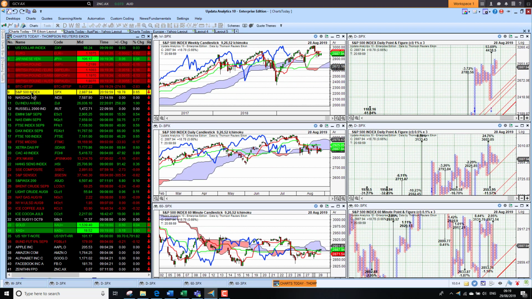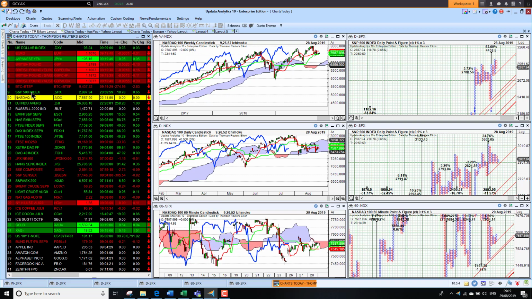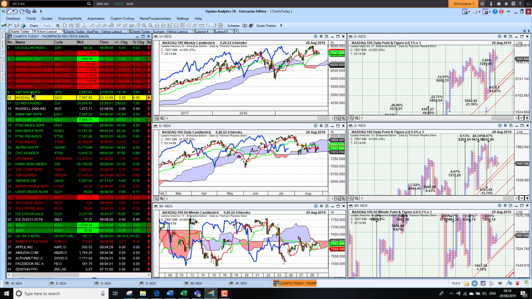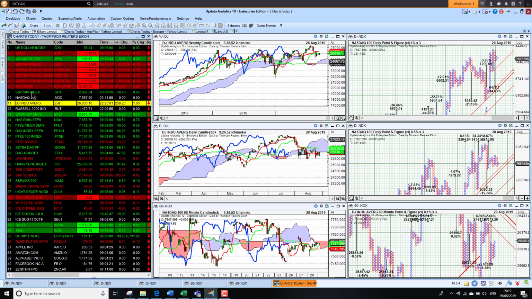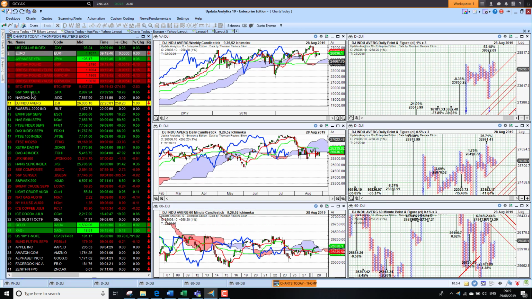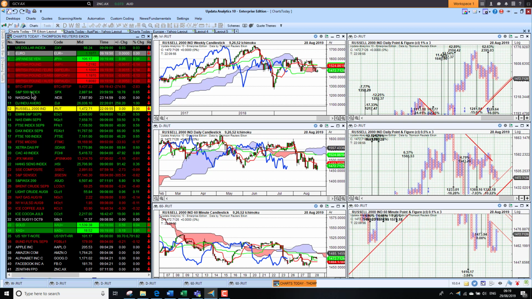Taking a look at the S&P 500 index, it was up yesterday, so it's just holding on to cloud support. The Nasdaq 100 is still bearish on that short-term chart. The Dow was up strongly, 1%, so we are just holding on that support level. And the Russell 2000 index is still looking worrying, having moved below the May low the day before.